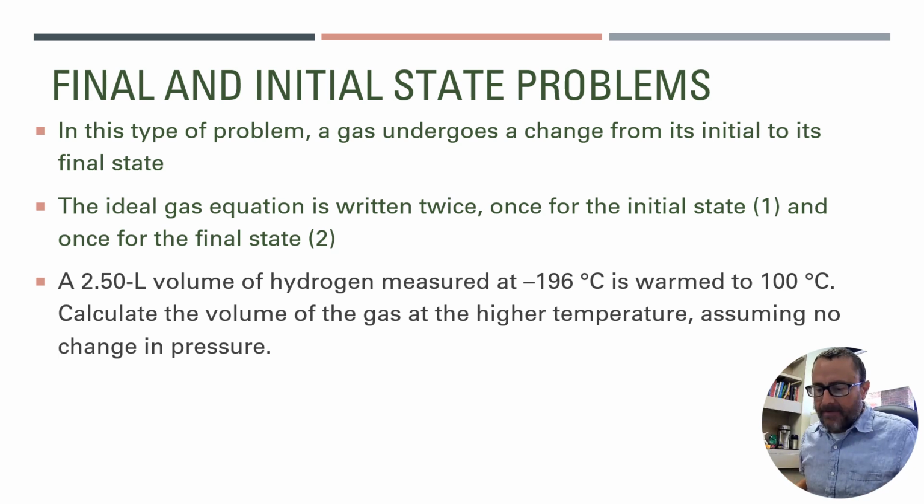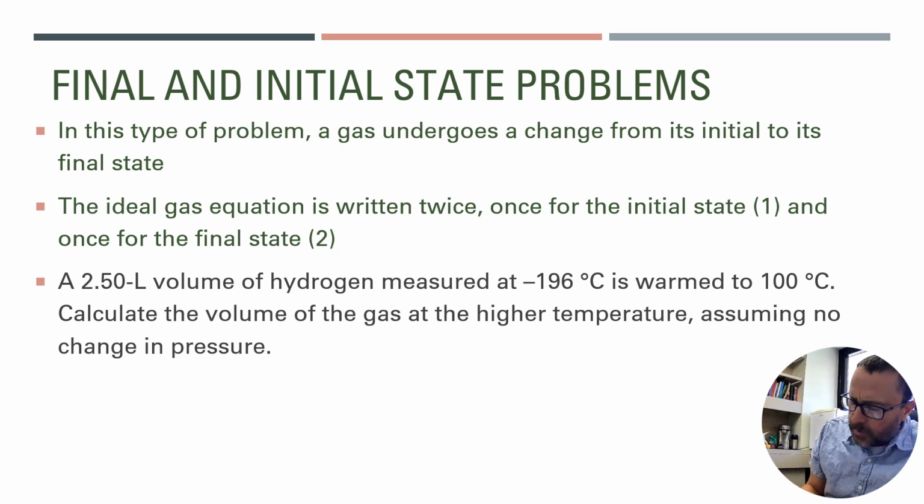So I have a 2.5 liter volume of hydrogen measured at negative 196 degrees Celsius, and it is warmed up to 100 degrees Celsius. Calculate the volume of the gas at the higher temperature, assuming that we have no change in pressure, and obviously then we didn't change the number of moles of our gas. It's not like we added any moles of gas. It doesn't say anything about that in here.